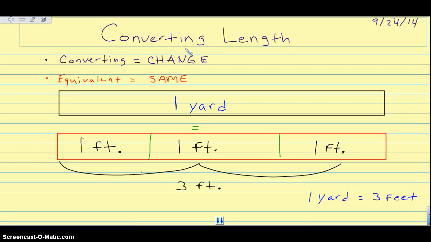Welcome to this screencast about converting measurements. Today we're going to learn about converting length, the customary system. Here's a couple of words that you must know.